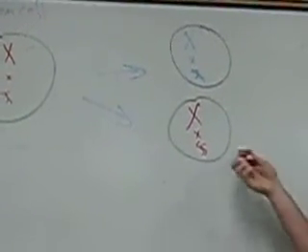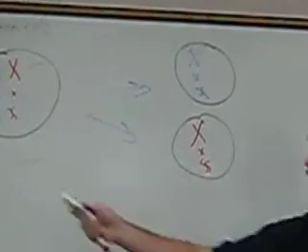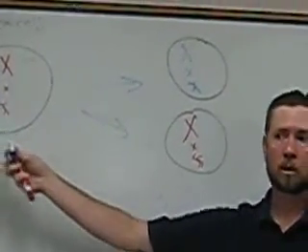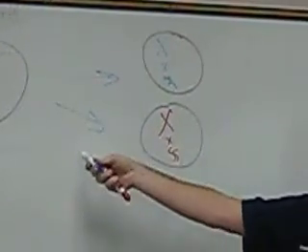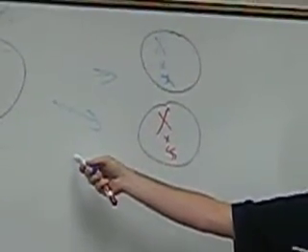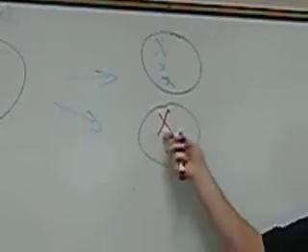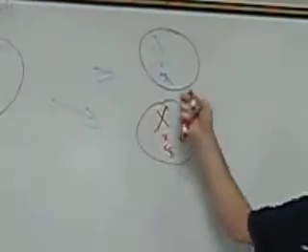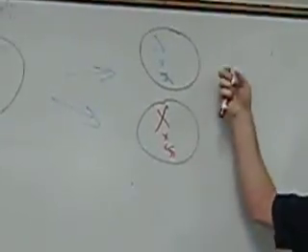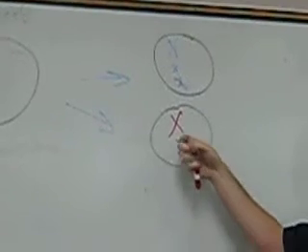Now how many chromosomes are in each of these cells? 3. Which is half the number that we started with, right? So each of these formed cells has half the number of chromosomes that we started with. But notice, they're still replicated chromosomes. We started with 6, now we have 2 cells that each have 3, so these are haploid cells. But they're still replicated, they still have sister chromatids.